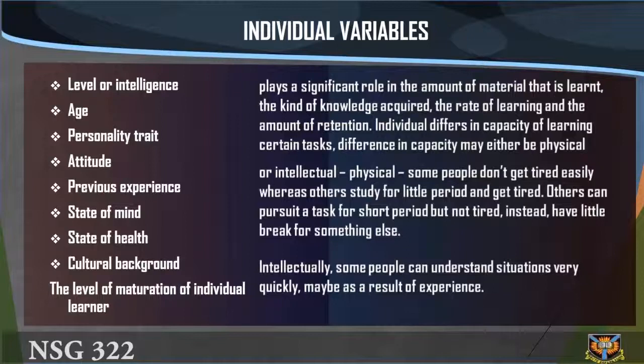The level of maturation of the individual learner plays a significant role in the amount of material that is learned, the kind of knowledge acquired, the rate of learning, and the amount of retention. Individuals differ in capacity of learning certain tasks. Difference in capacity may either be physical or intellectual.